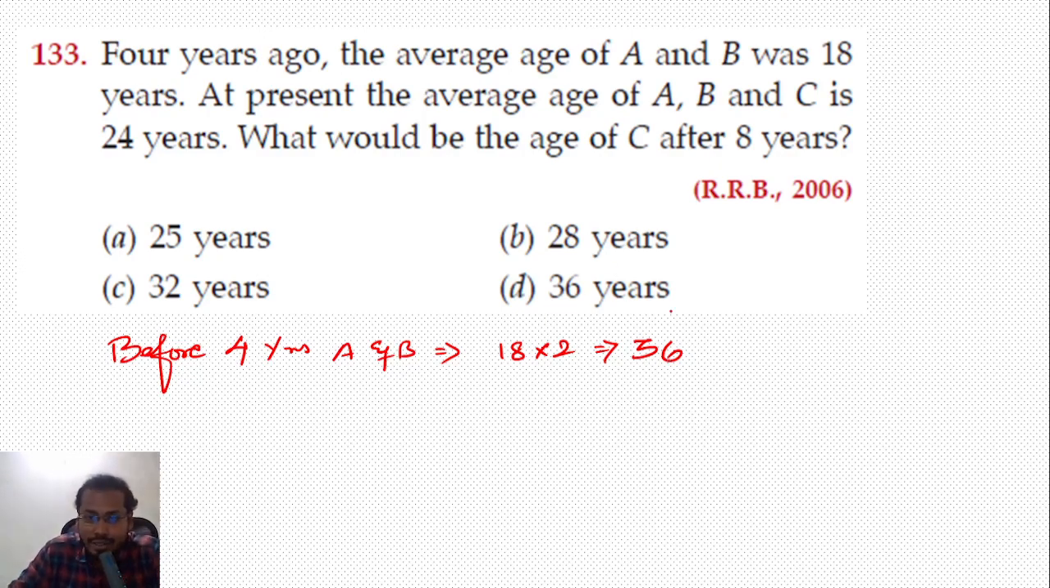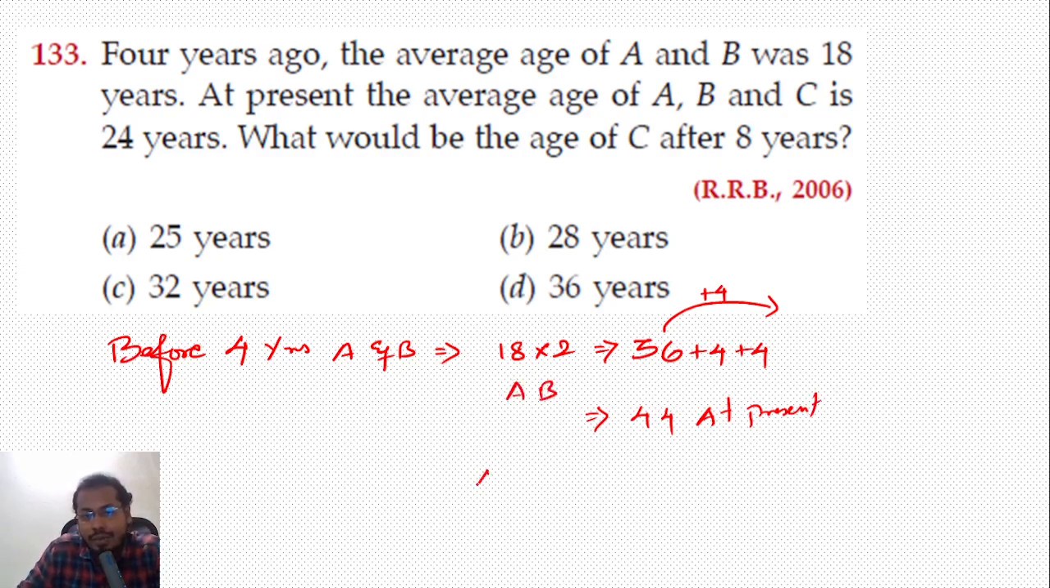First, convert this into at present. This is before 4 years. So I need to add two 4s. Plus 4 for A, plus 4 for B. Don't forget this. Okay, so it will be 44. This is at present. Now, the average age of A, B, C. This is only A and B. Now for A, B, C, the average age is 24.